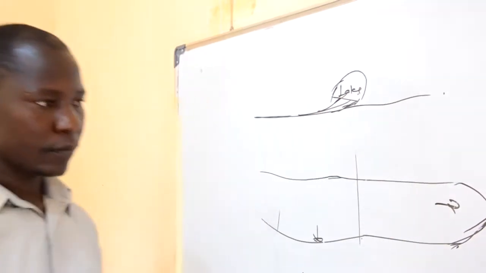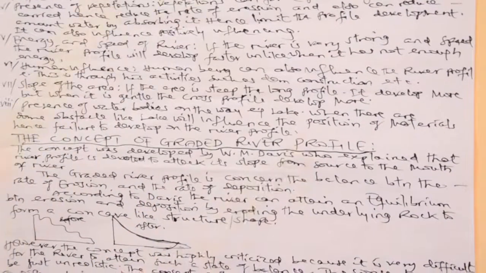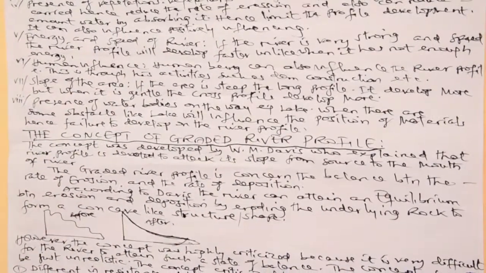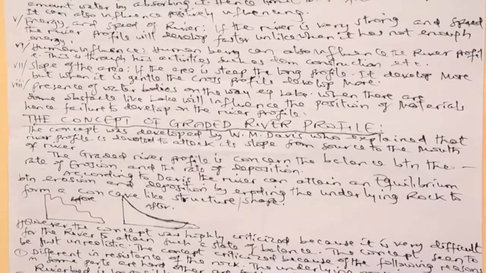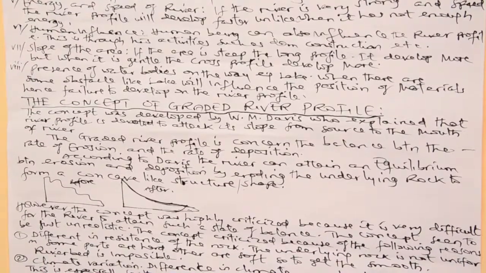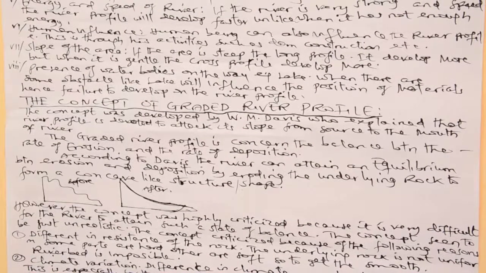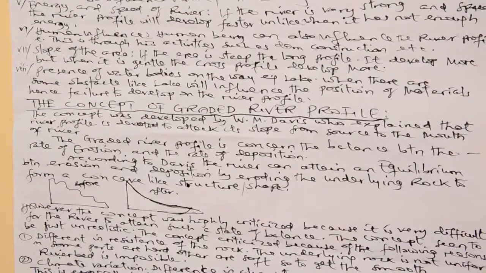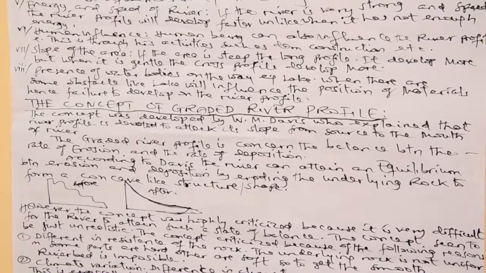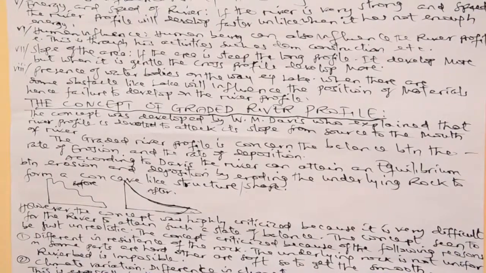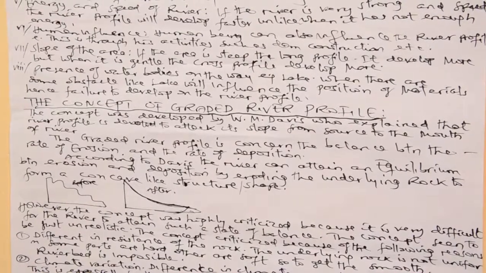Dear students, let's describe the concept of graded river profile. The concept of graded river profile was developed by W.M. Davis. He was one of the great thinkers, or scientists, who explained that the river profile is devoted to attaining its slope from source to the mouth of the river.